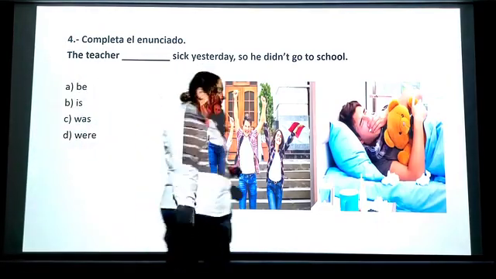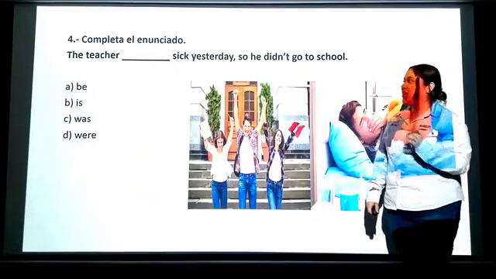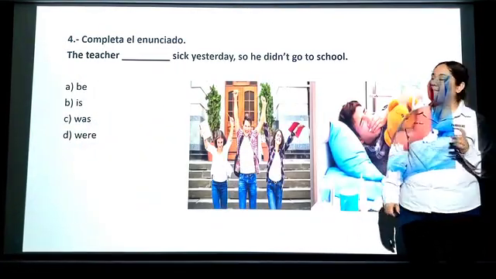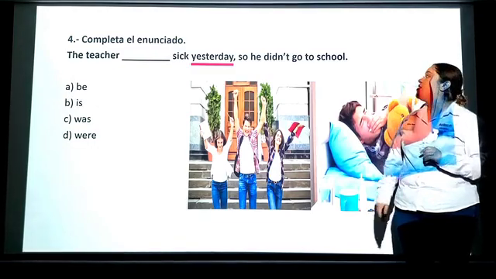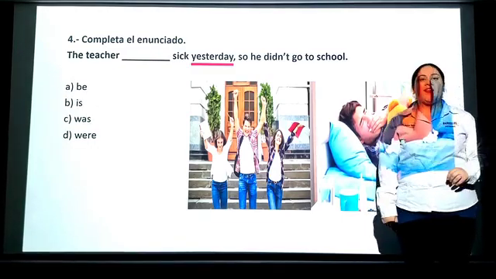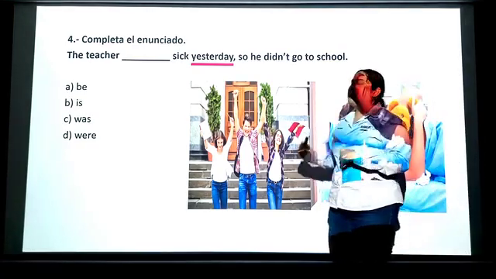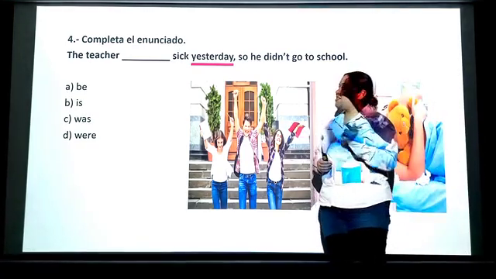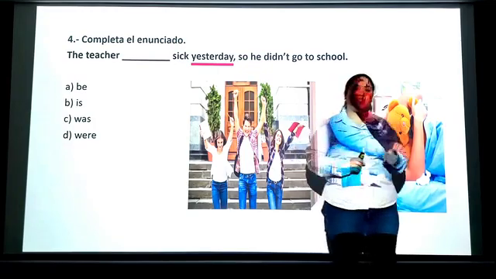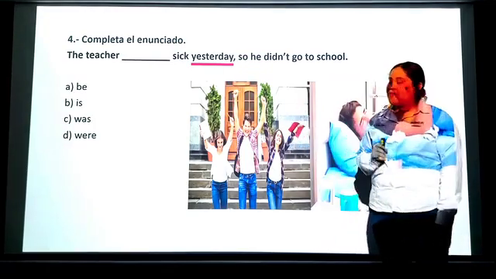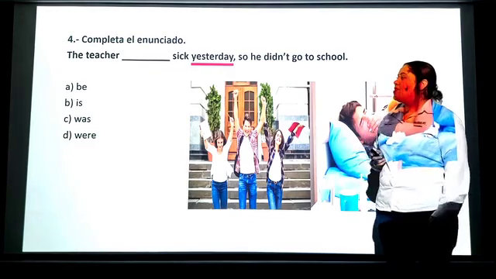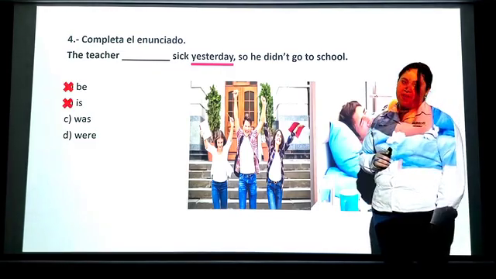Number 4. Now we have a very similar example. The teacher said yesterday, so he didn't go to school. As you can see, one more time, you have to pay attention to some keywords, some verbs. In this case, I saw yesterday. So, everything is going to be in past tense. I am going to eliminate A and B.